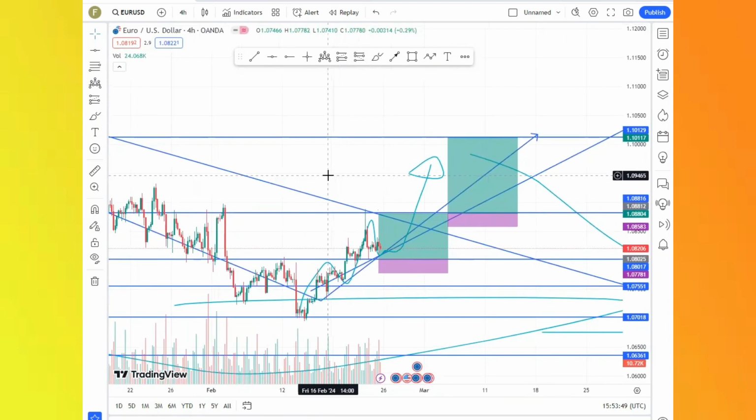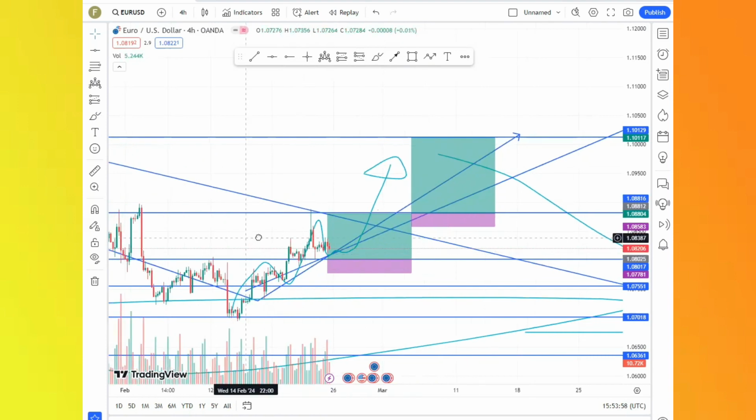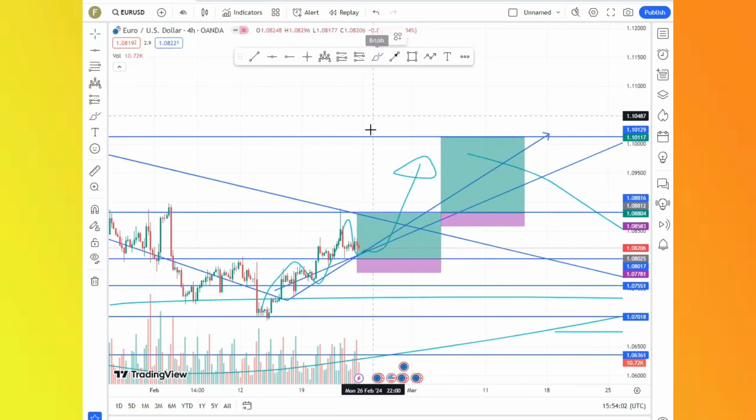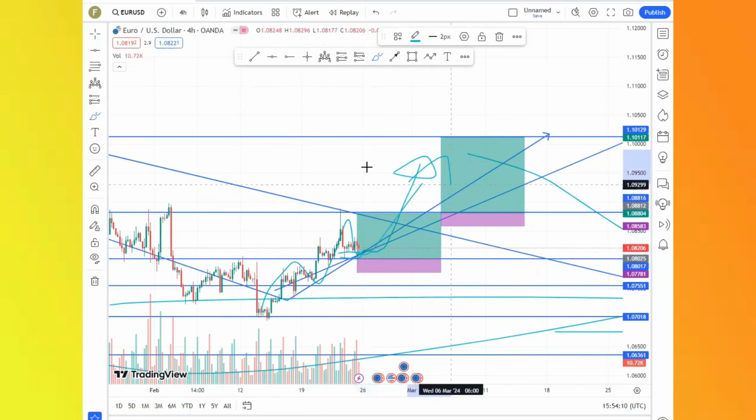Let's jump into a 1-hour time frame and see. But here I'm seeing a bit of, oh yes, it has to come and retest here, to test this zone here before shooting to the upside. Okay, let's move to a 1-hour time frame.